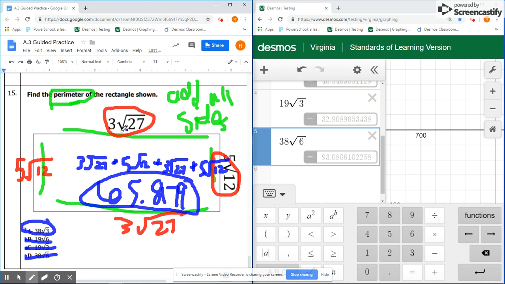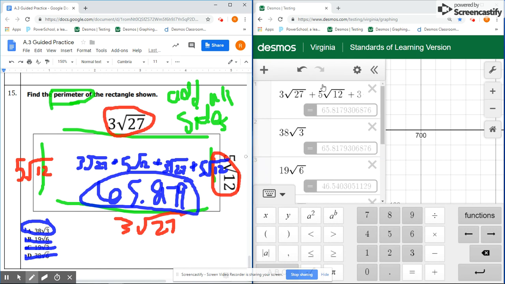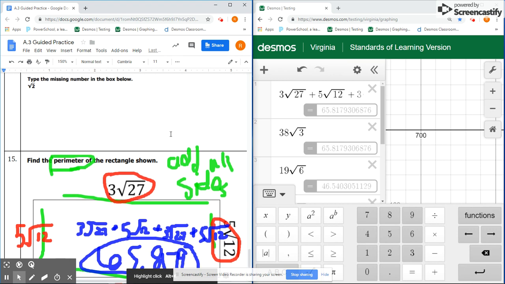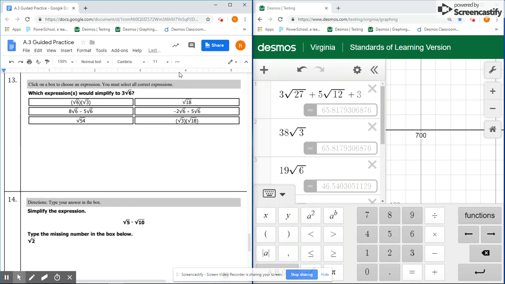So really all you need to know for number 15 is that perimeter is adding all the sides. And then since these are just numbers, we could just use our Desmos to plug it in and see which one was the answer. All right, so that's number 15. All right, jumping back up here, I'm going to give you some hints for 13 and 14. I have a few more minutes. So we're going to go over some hints, and then I'm going to have you try 13 and 14, okay?